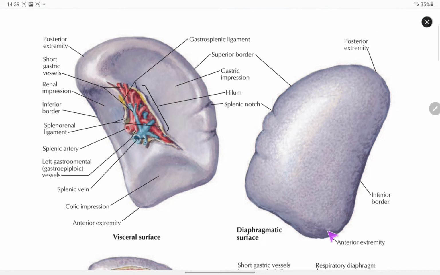So this is the anterior end. It is expanded and more like a border, whereas this posterior end is rounded. It rests on the upper pole of the left kidney. The anterior end is also known as the lateral end and the posterior end is also known as the medial end.